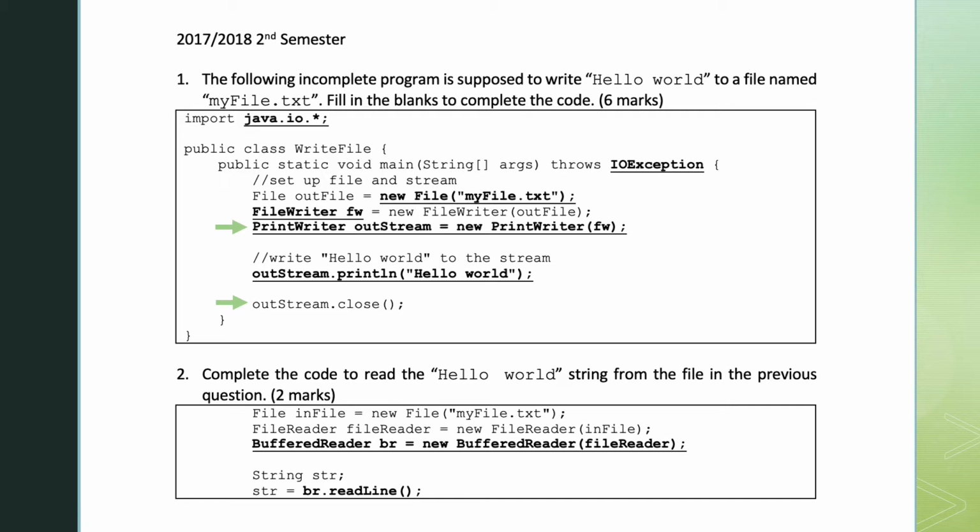And then the next line, we would write PrintWriter outstream equal new PrintWriter fw. So over here, you have to call it as outstream because if you see at the last line, you have outstream.close. So that means that your PrintWriter, you need to call it as outstream. And also in your new PrintWriter fw, if you call it other than fw, then you would use whatever variable name that you use. Then you have to write hello world to the stream. So you would write outstream.println hello world.